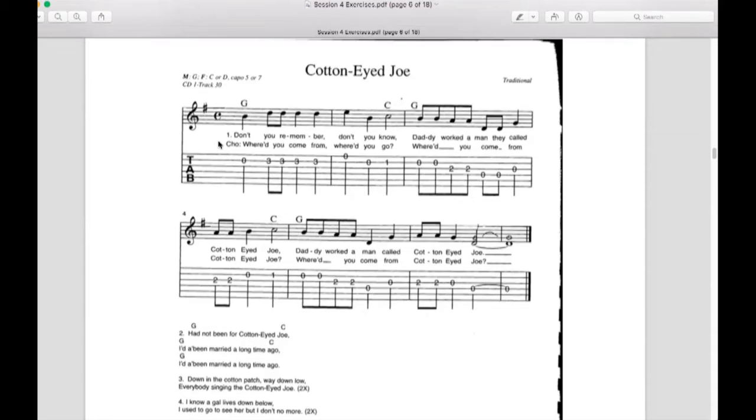Don't you remember, don't you see, no, Daddy worked a man called Cotton Eye Joe. Daddy worked a man called Cotton Eye Joe.